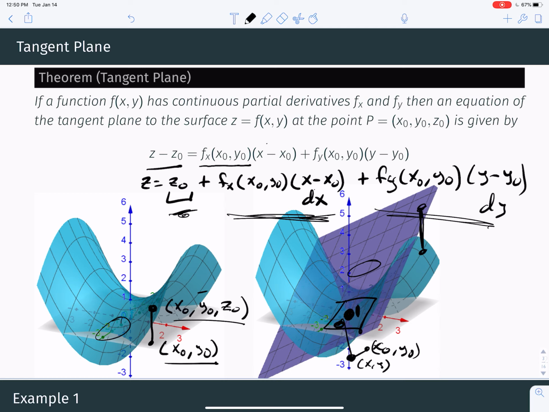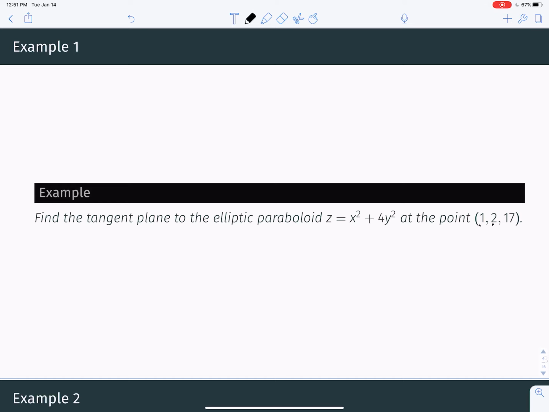So it's an approximation. All right, so hopefully this feels similar. You're just taking the old idea of a tangent line and upgrading it to one more dimension. And if there was another variable instead of x and y, if you had a third variable, then you would just have one more term, f_w or whatever the next variable was. All right, so let's do an example here.